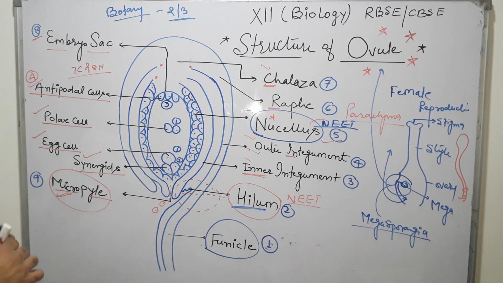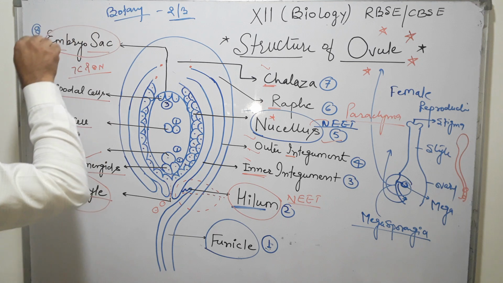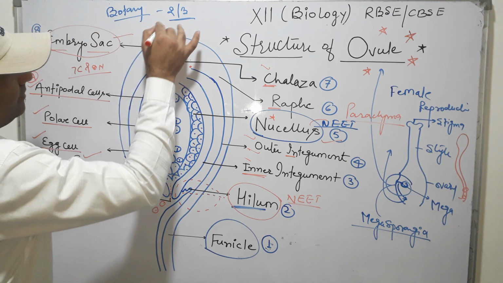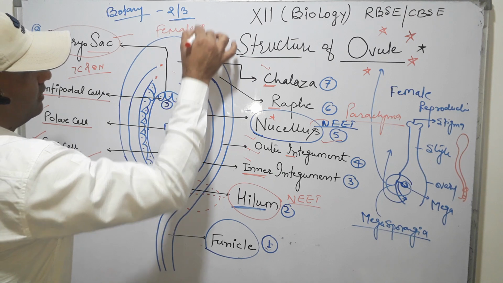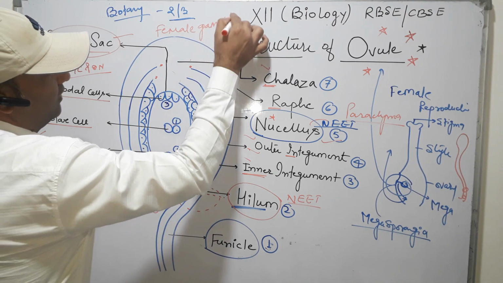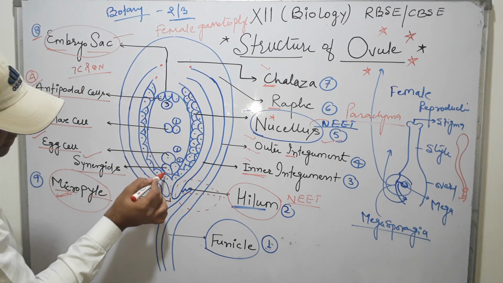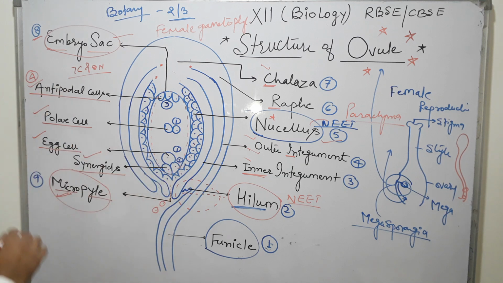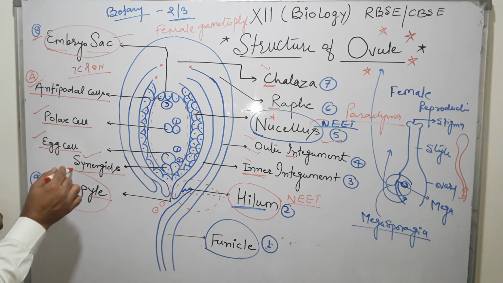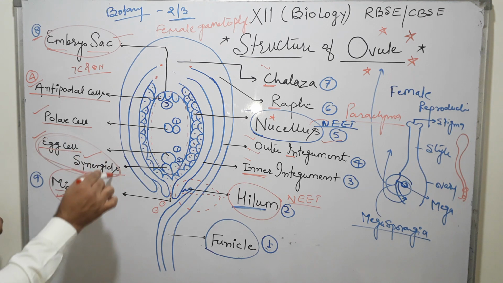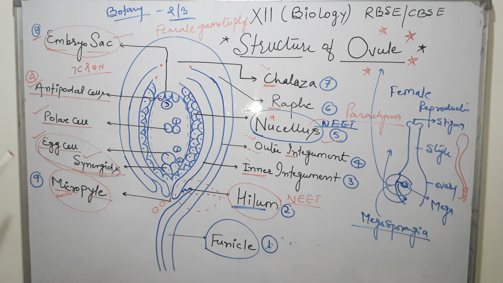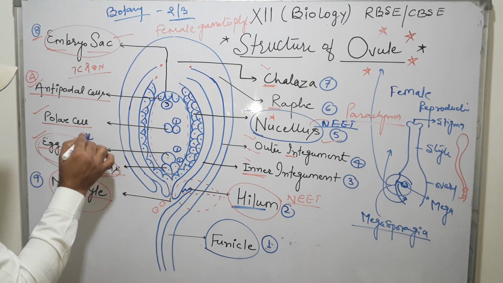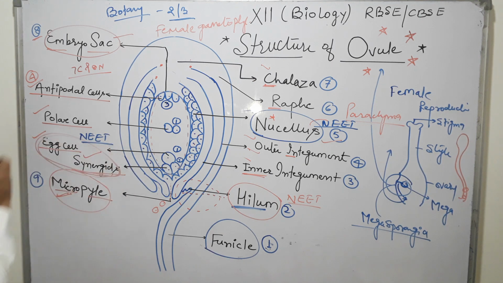Clear? Next is the embryo sac. What is the embryo sac? And what is the other name of the embryo sac? Embryo sac is called female gametophyte. Clear? So the inner structure is called female gametophyte. It starts from here. Clear? The complete structure is called female gametophyte. Next, what is the egg apparatus? These two structures are collectively called the egg apparatus. So another very important question for NEET purpose: what is the egg apparatus? These two structures are called the egg apparatus.